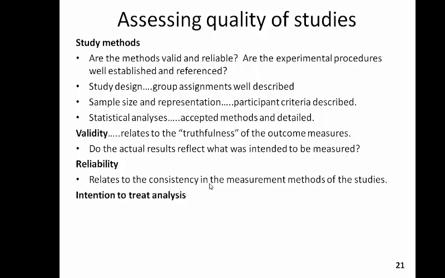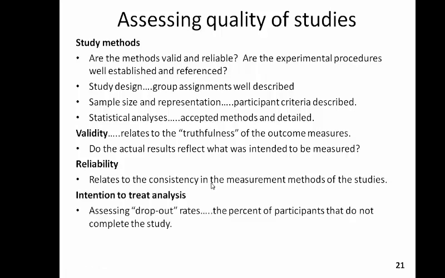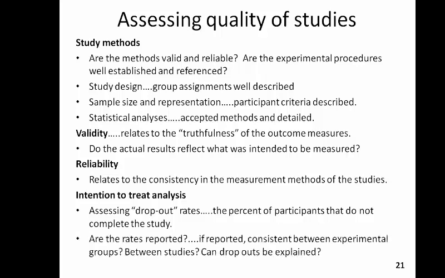The intention to treat analysis is an observation of the research participants enrolled in the study and the research participants that completed the study. And this essentially assesses the dropout rates. Are there missing data in those original studies? That will be determined by this intention to treat analysis in terms of the percent of the original participants that do not complete the study. And are those rates reported?